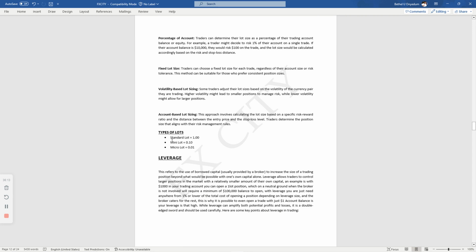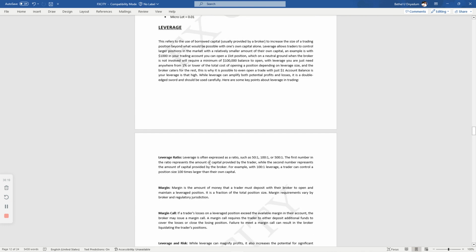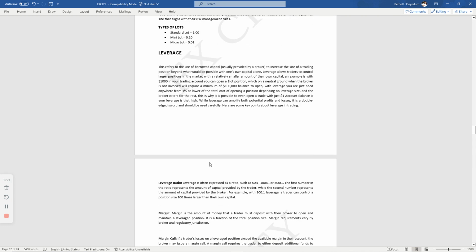So yeah, the types of lot I just talked about: standard lot, mini lots, micro lots. Then leverage. Leverage is the last thing we are going to talk about in this video. Leverage refers to borrowed capital. So as long as you're trading with a broker, you're trading with borrowed capital.